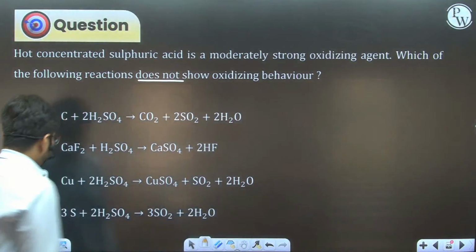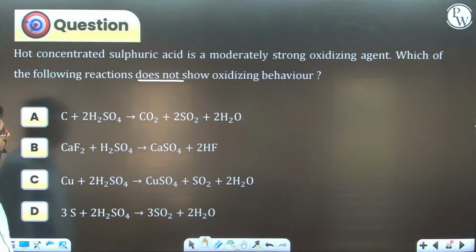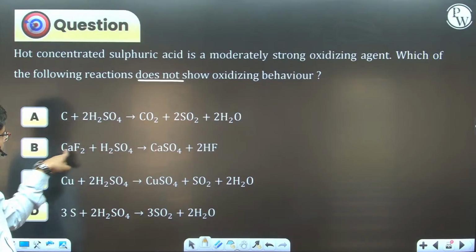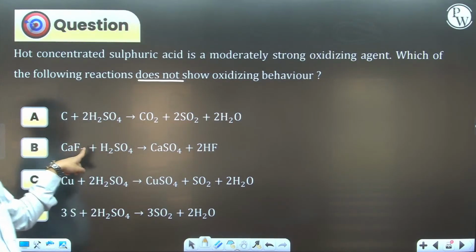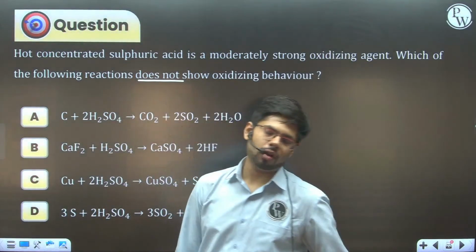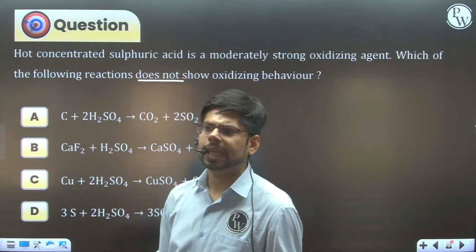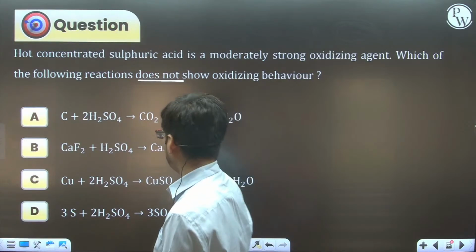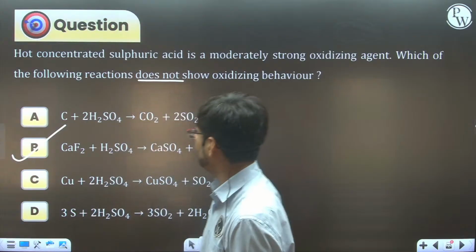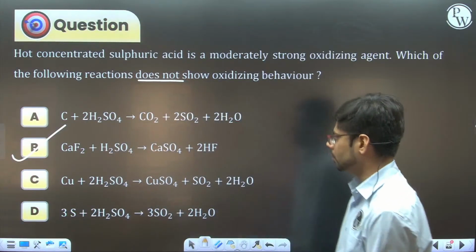Similarly, any double displacement reaction is never redox. The second reaction is a double displacement reaction, CaSO4 and HF. Double displacement reactions are never redox, and if no species is getting oxidized or reduced, there is no oxidizing agent and no reducing agent. So obviously H2SO4 does not act as an oxidizing agent in the second one. That's what they've asked: does not.